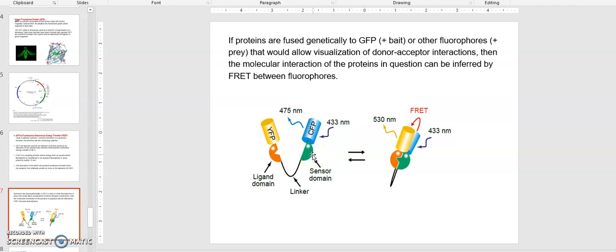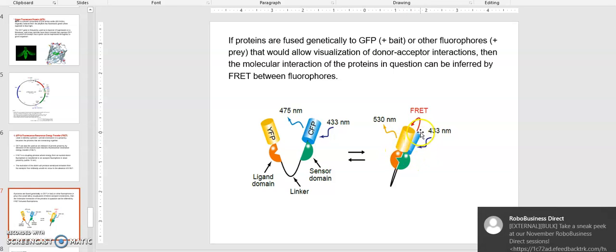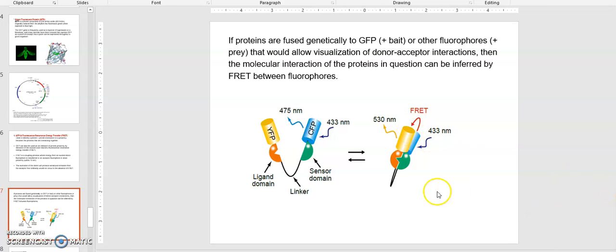The principle is if they interact, they come together and make this structure. If that structure is made, then there will be energy transfer that can be detected inside of a cell. That's what FRET means. It transfers fluorescent energy between those two fluorophores. So you can detect that inside of a cell.